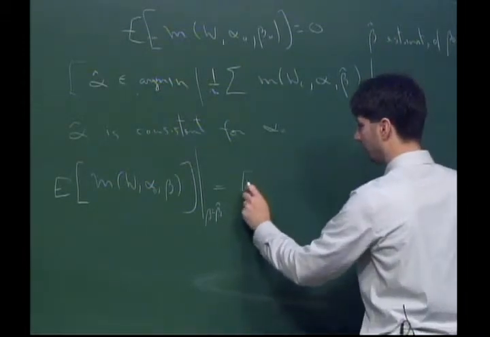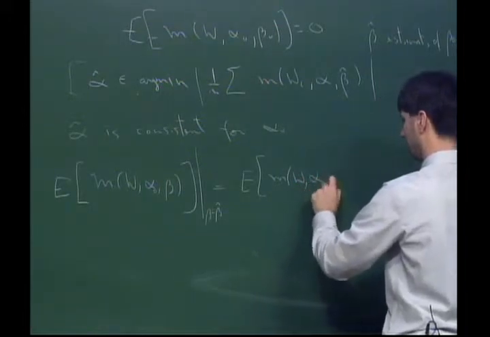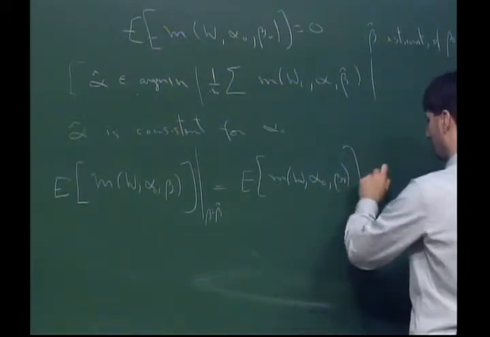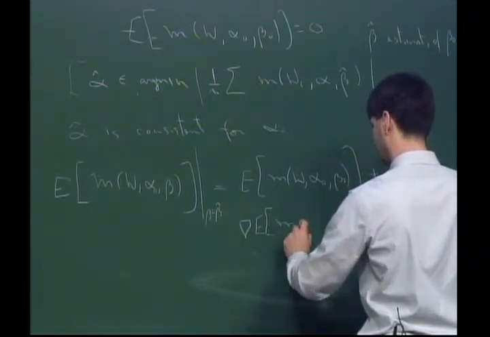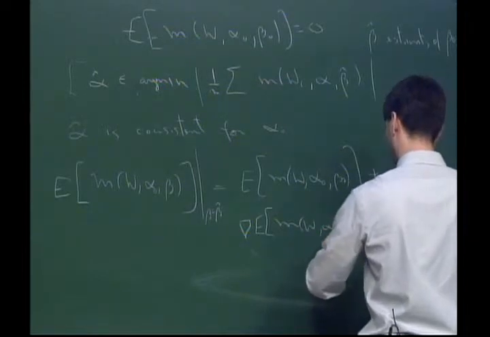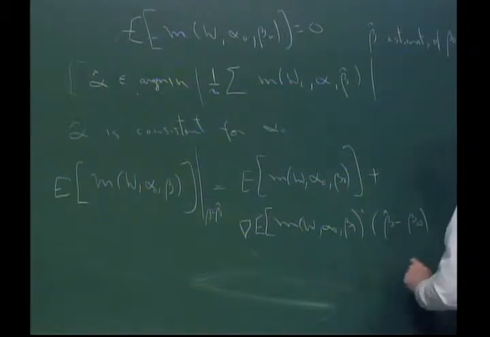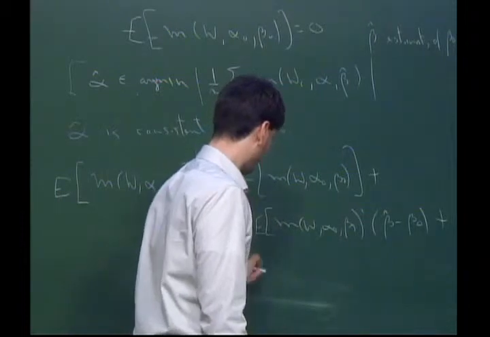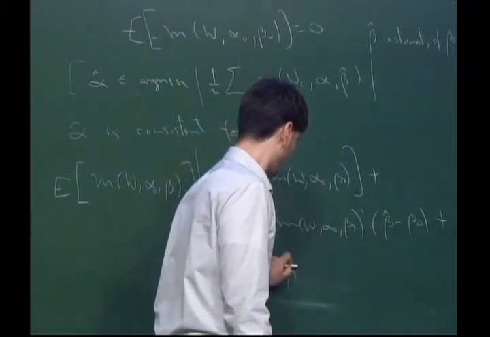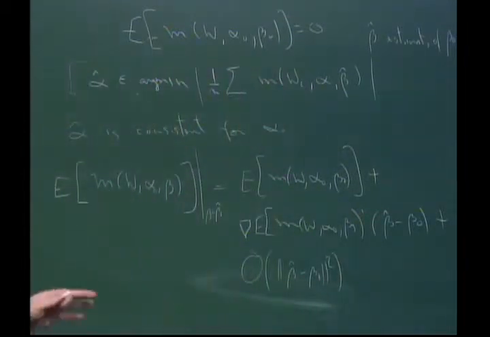This is equal by some Taylor expansion to x alpha naught beta naught, plus the gradient of this function at alpha naught beta naught times beta hat minus beta naught, plus something of the order of beta hat minus beta naught squared. Right? Assuming enough smoothness, I have an expectation, so I'm not really concerned with that.